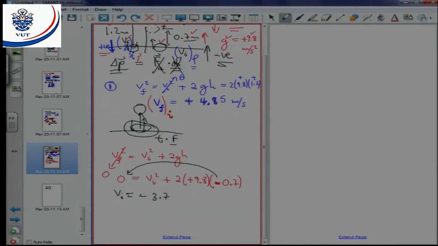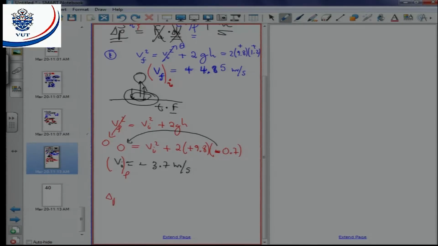Okay, so negative 3.7 meters per second. And again, a reminder that the initial speed for the second part is the final for the whole problem. So what is the change in momentum? The change in momentum, which is the impulse now, will be the final momentum minus the initial momentum. So what is this equal to?